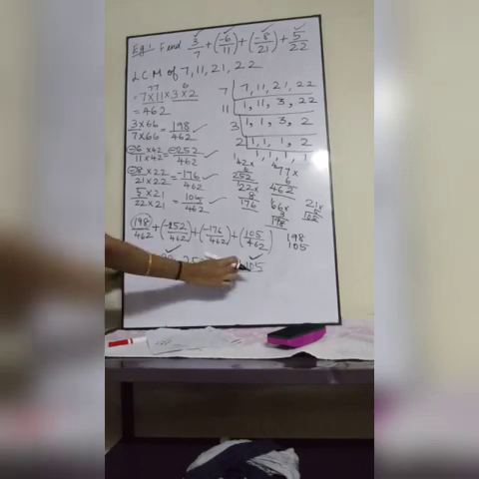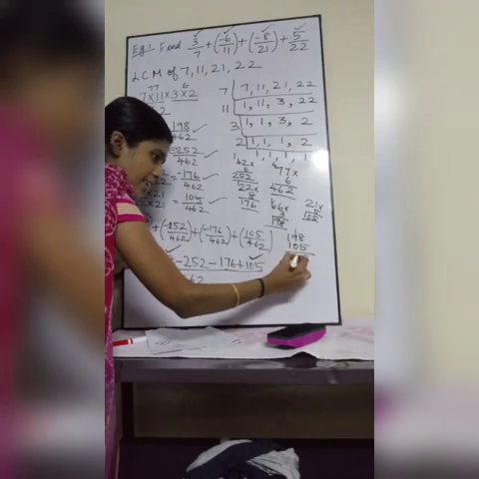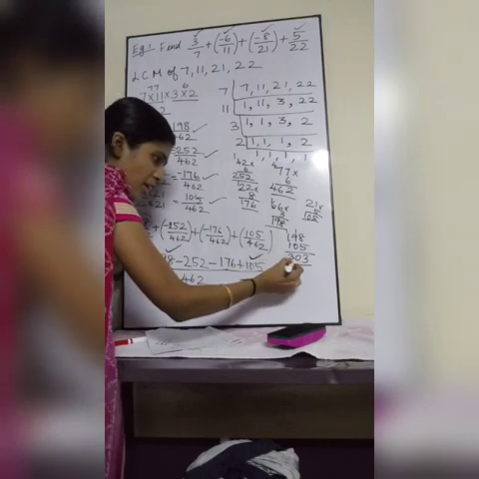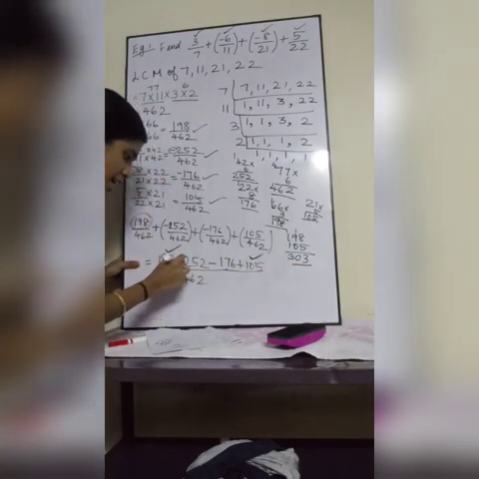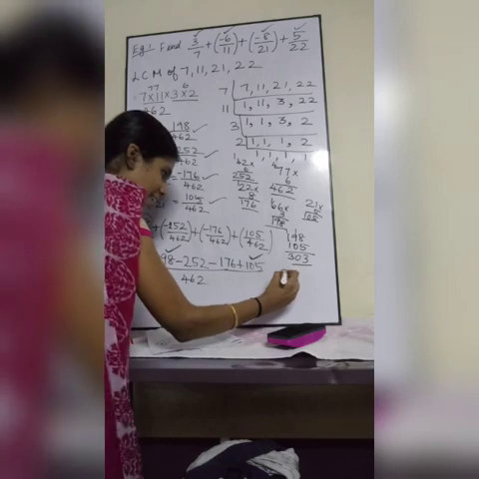Here plus sign, here also plus sign. So what will be the answer? 198 plus 105 is 303. You got 303. This here minus sign, here also minus sign. Both are minus signs, so both are the same. So what are you going to do? You are going to add it.